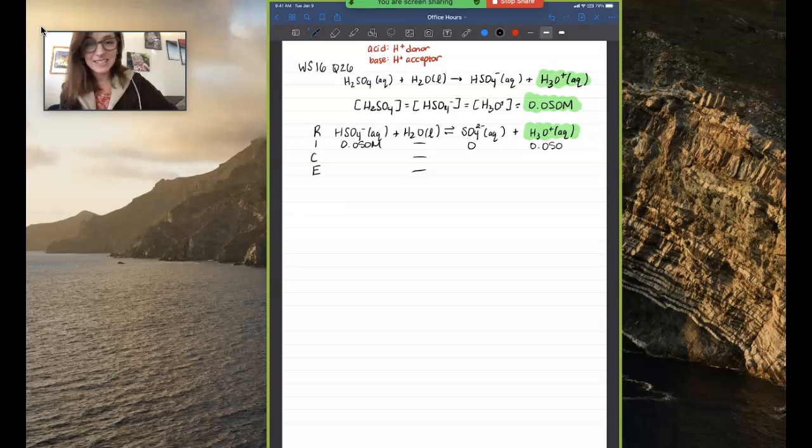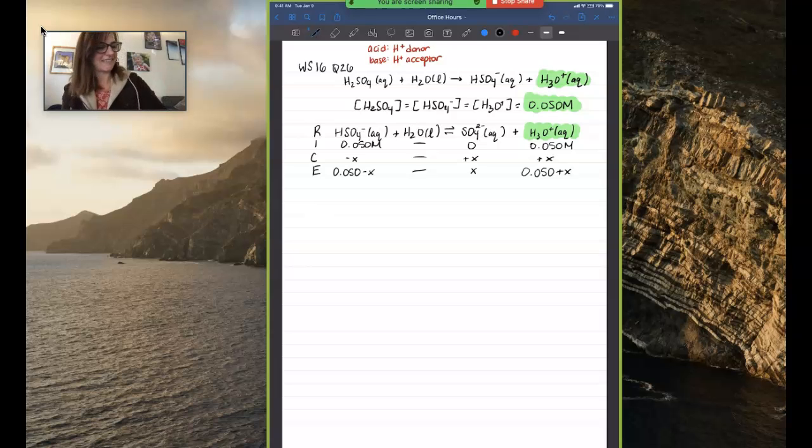We didn't have any sulfate at the beginning initially. And then over time, this is minus X, and then sulfate is plus X, and hydronium is plus X based on the stoichiometry. And then at equilibrium, 0.050 minus X, X, and then 0.050 plus X here. All right, we're working with a weak acid, so do we need the Ka or Kb?